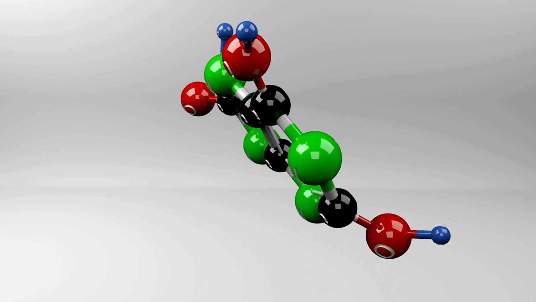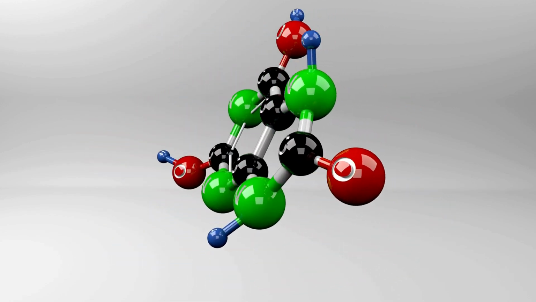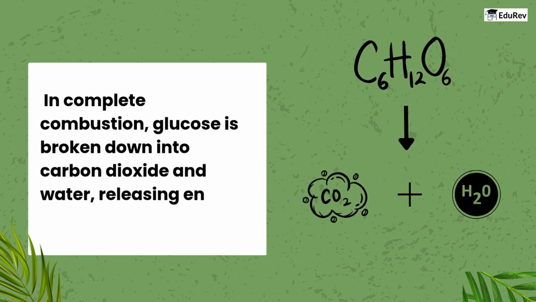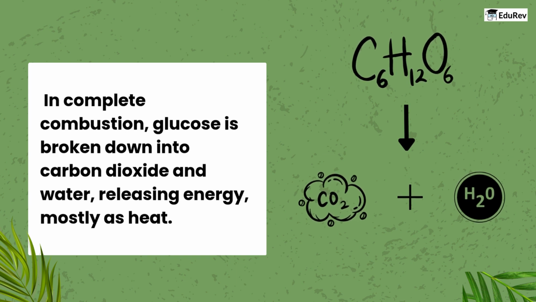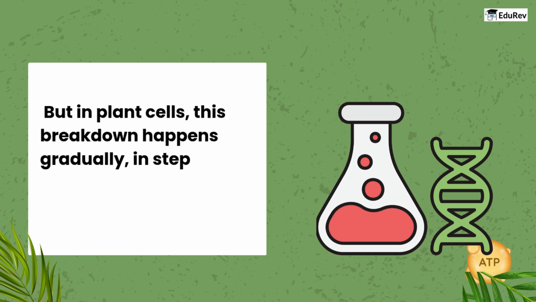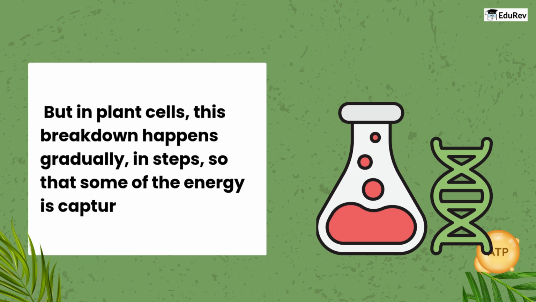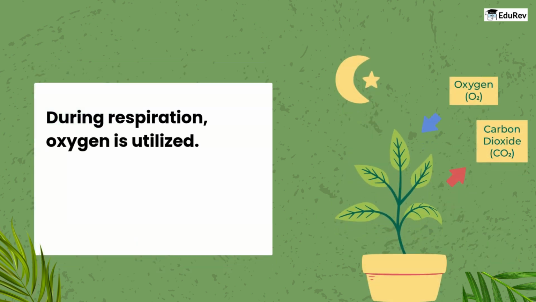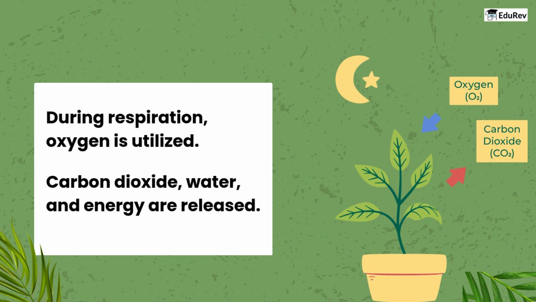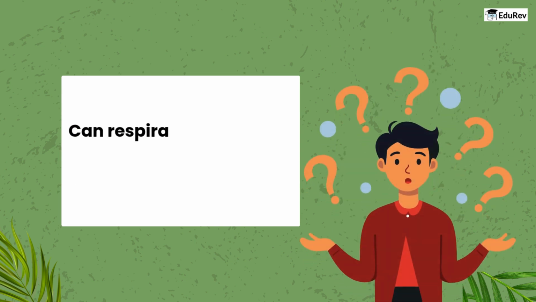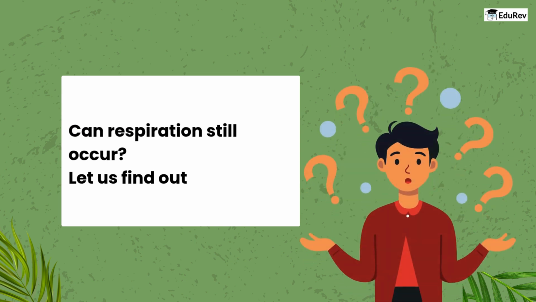Let us now look at how glucose is broken down during respiration. In complete combustion, glucose is broken down into carbon dioxide and water, releasing energy, mostly as heat. But in plant cells, this breakdown happens gradually, in steps, so that some of the energy is captured as ATP. During respiration, oxygen is utilized, while carbon dioxide, water, and energy are released. However, what happens when oxygen is not available? Can respiration still occur? Let us find out.